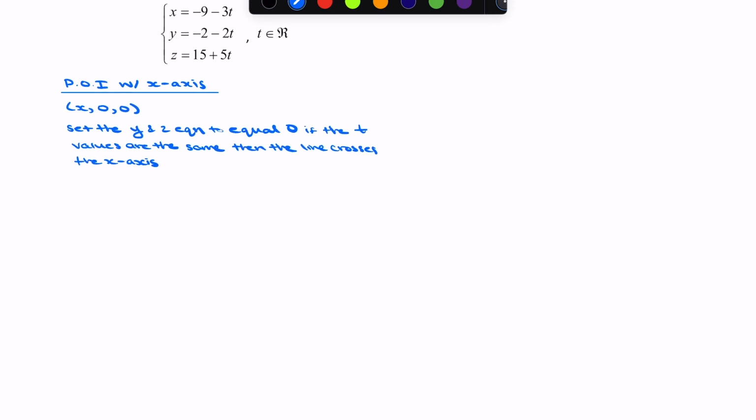So here, if we make y and z equal to 0, we get 0 is equal to -2 minus 2t. And so therefore 2 is equal to -2t, and t is equal to -1. For z, we have 0 is equal to 15 plus 5t. -15 is equal to 5t, and therefore t is equal to -3. And so these are not the same.